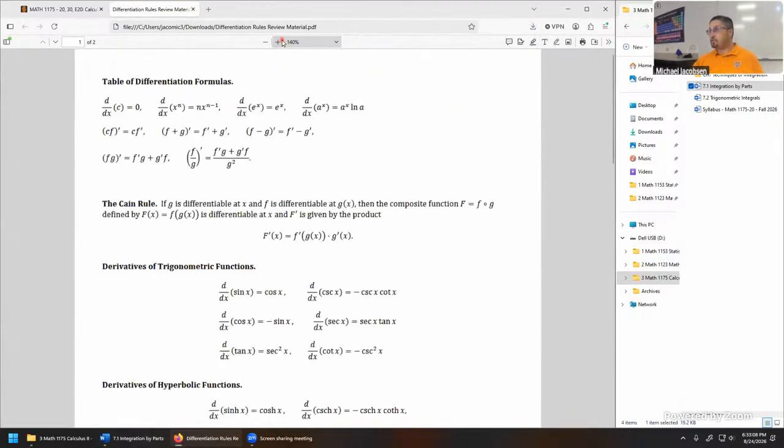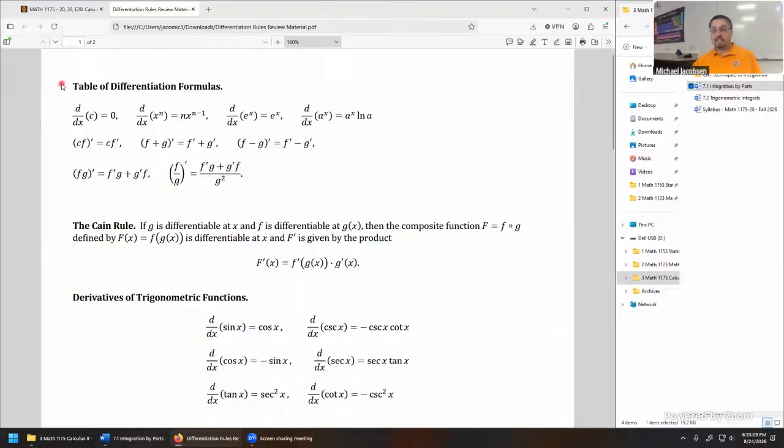As far as the differentiation rules go, it's also formulas. Here are some of the standard differentiation rules that we all know and love. Derivative of a constant is 0, for example, or we just use the product rule here. Again, I have it in a slightly different format.